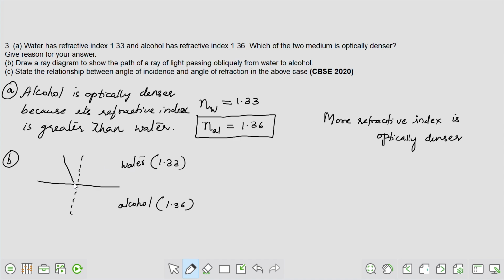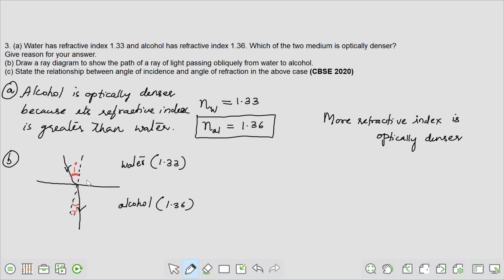So what happens to a ray of light when it enters from optically rarer to optically denser? It will bend towards the normal. Yes, so the light ray bends towards the normal. Now state the relation between angle of incidence and angle of refraction in the above case. We have already discussed this in the previous module. So what is this angle called? Angle of incidence. What is this angle called?